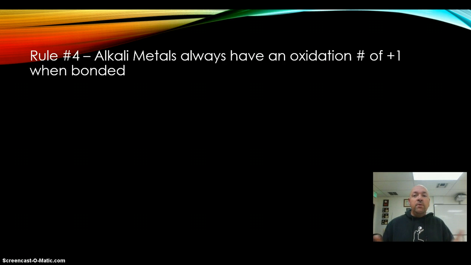So why would they have a +1 when bonded? Why would that always be the case? Well, they all have one valence electron, and being a metal, what are they going to do? That's right, they're going to lose that valence electron, which will give them a +1 charge. If you go back to our rule we learned yesterday, a +1 charge means that the oxidation number will be +1. And that'll be true for every single alkali metal.